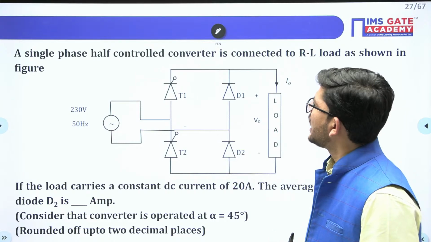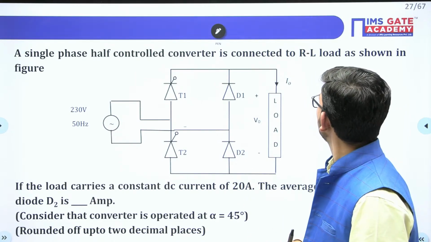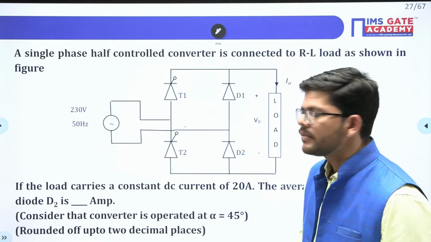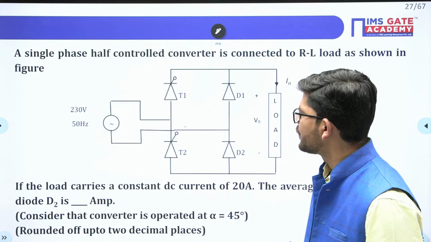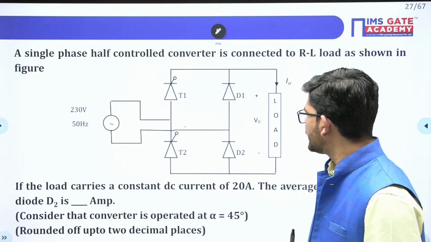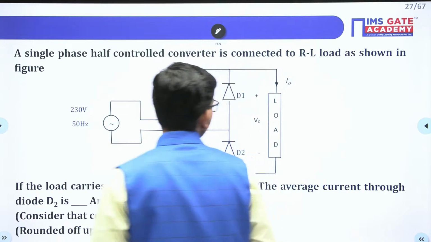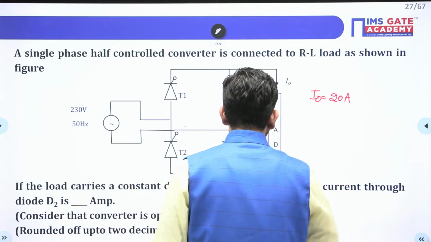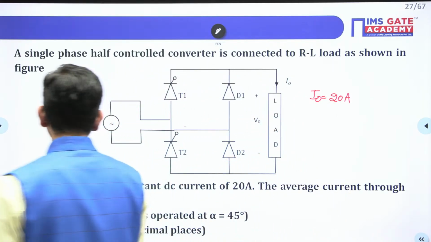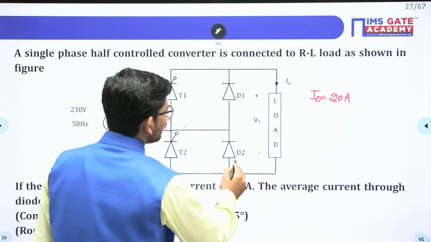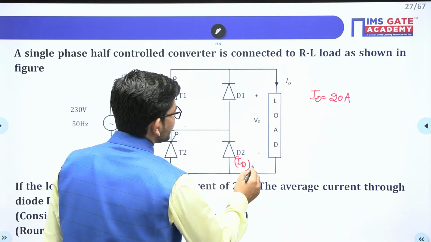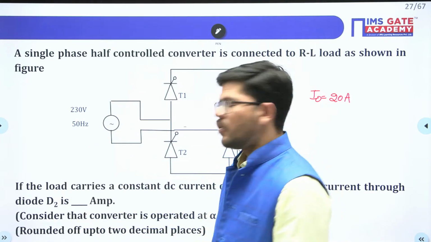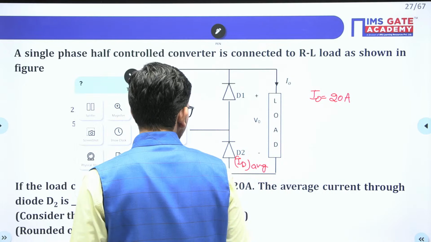A single phase half controlled converter is connected to RL load, as shown in figure. This is a half controlled converter. We have 2 thyristors and 2 diodes. If the load carries a constant DC current of 20 ampere, so guys, I naught is 20 ampere. We have to calculate the average current through this diode.